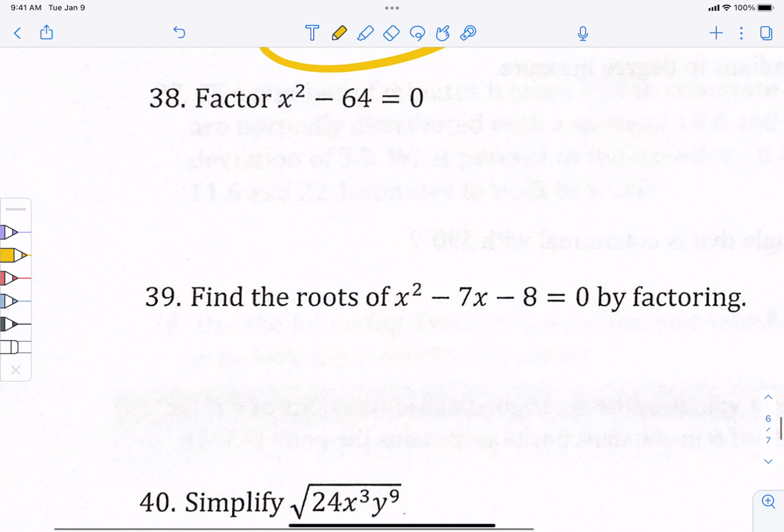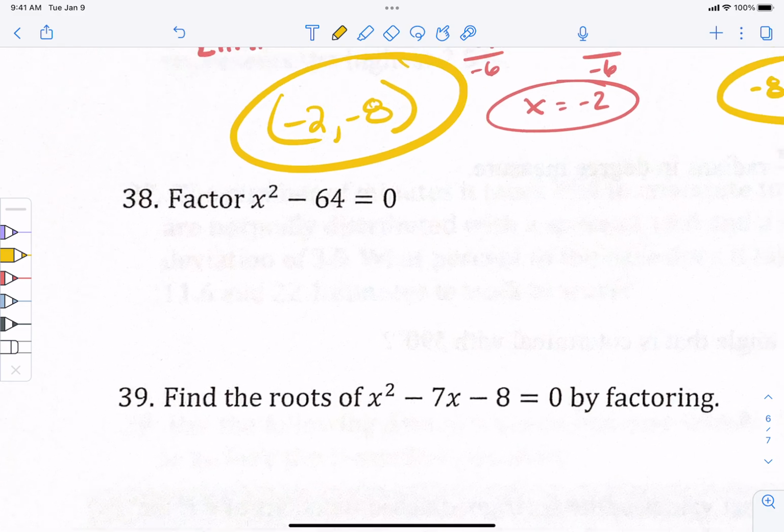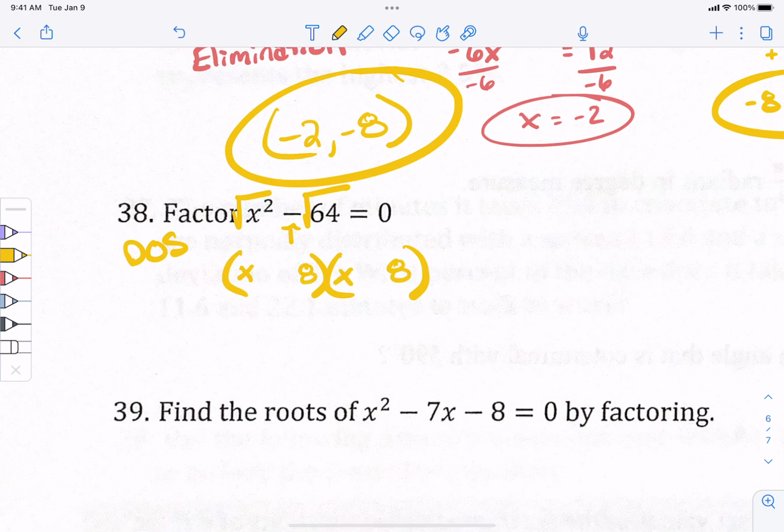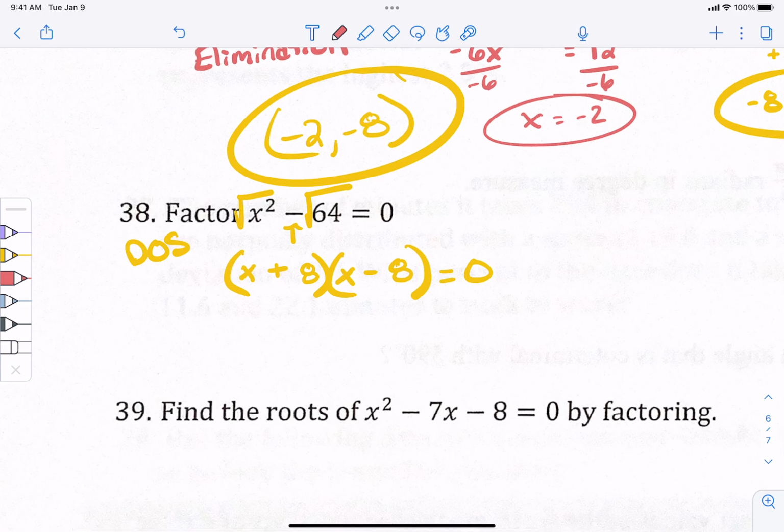All right, 38, 39, these two are going to go real quick because this factoring is a difference of squares. You know it's a difference because it's minus, and you can take the square root of each of those pieces. The square root of x squared is x, so I'm going to put that first. The square root of 64 is 8. I put that second. One of them is plus, one of them is minus. And then you have to set equal to 0. If we set x plus 8 equal to 0, that means x equals -8. And if we set x minus 8 equal to 0, x equals +8.